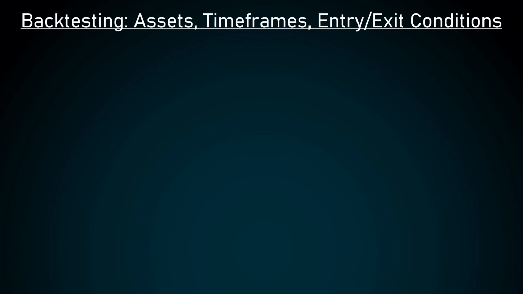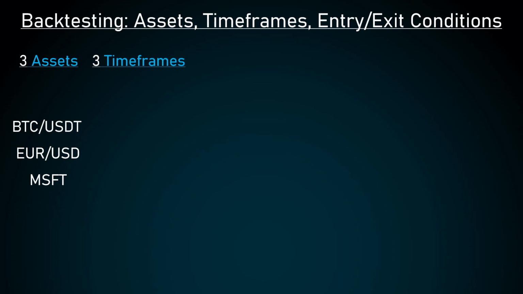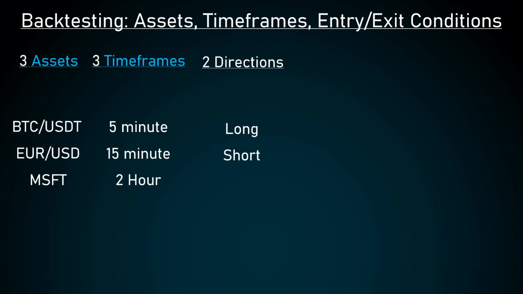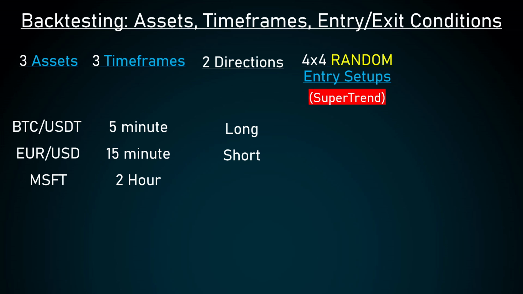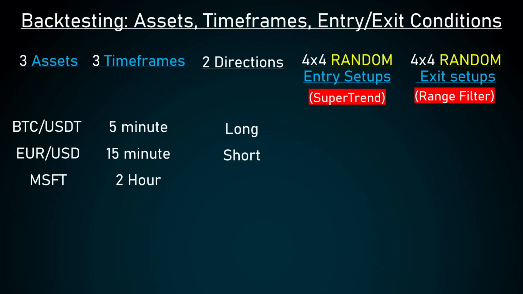As always, to make the comparison as fair and as diverse as possible, I tested 3 assets, 1 crypto, 1 forex and 1 stock. I tested 3 timeframes, 5 minute, 15 minute and 2 hour. I tested 2 trade directions separately, which are of course long and short. And the one thing I did different this time, I will explain why in a moment. I tested 4 times 4 entry signal setups and 4 times 4 exit signal setups randomly. It might sound complicated at first, but it really isn't.